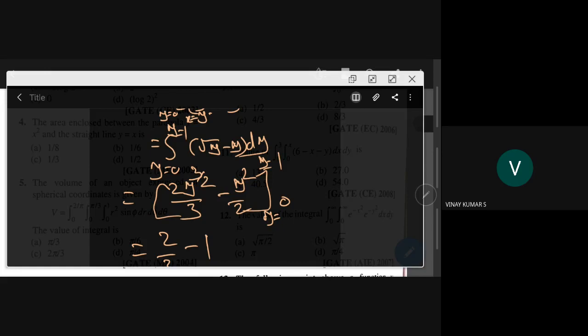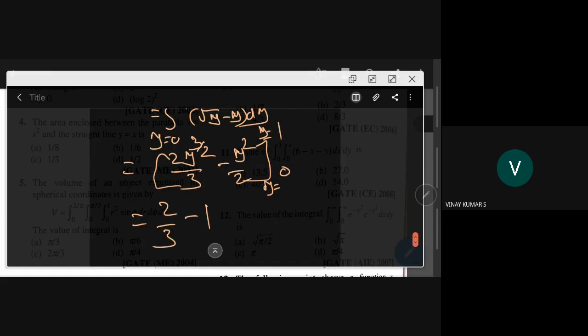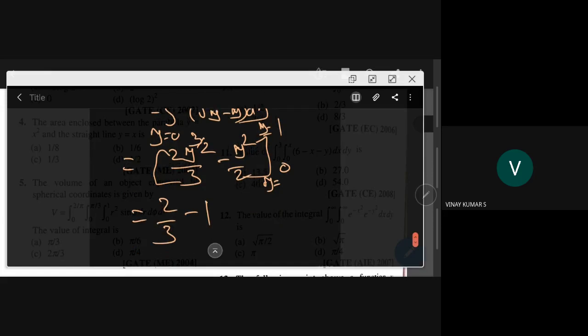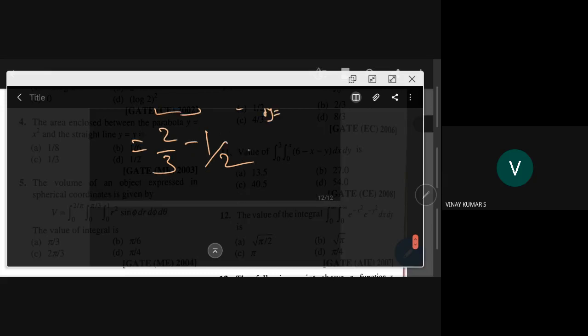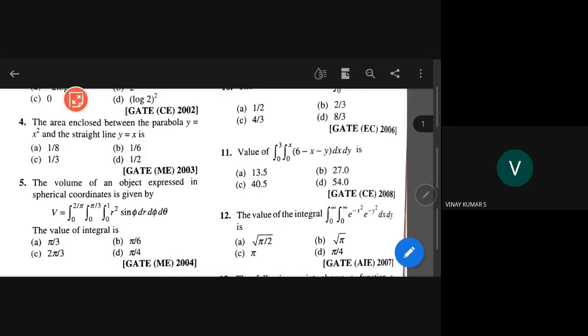So if I put 1 there, 2 by 3, minus, oh, here half is there. That's the problem. So 2 by 3 minus half. 2 by 3 minus half means 4 minus 3 by 6. It's 1 by 6, so positive. So 1 by 6. Yeah, B is the answer.